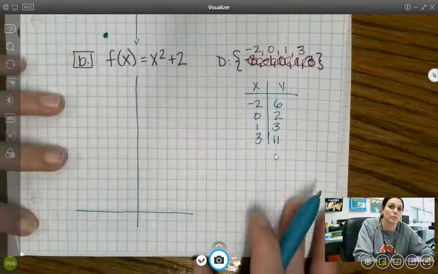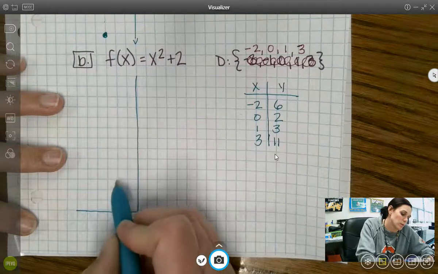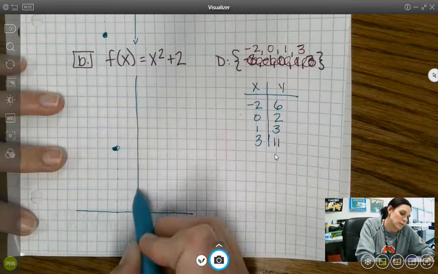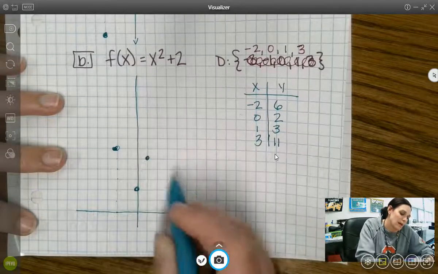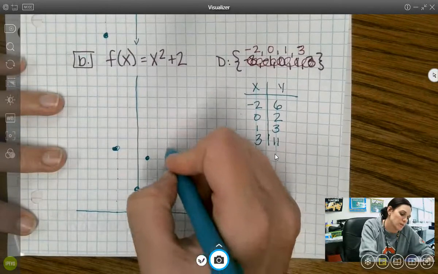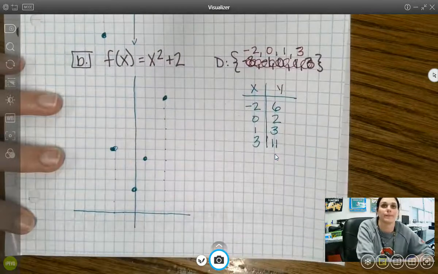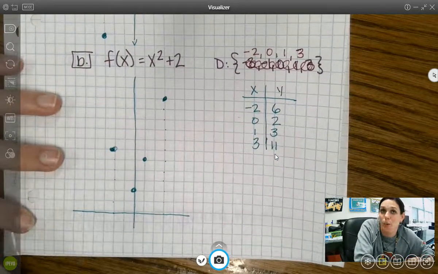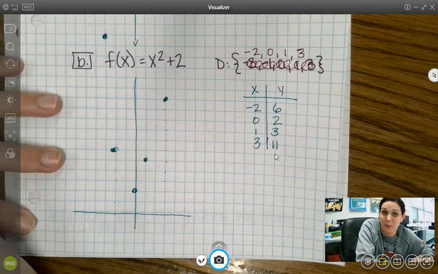So plot -2, 1, 2, 1, 2, 3, 4, 5, 6, 0, 2, 1, 3, and 3, 11. 1, 2, 3, 4, 5, 6, 7, 8, 9, 10, 11. Now this looks kind of strange, but you're going to learn here when we have continuous that the squared is going to make a special shape.